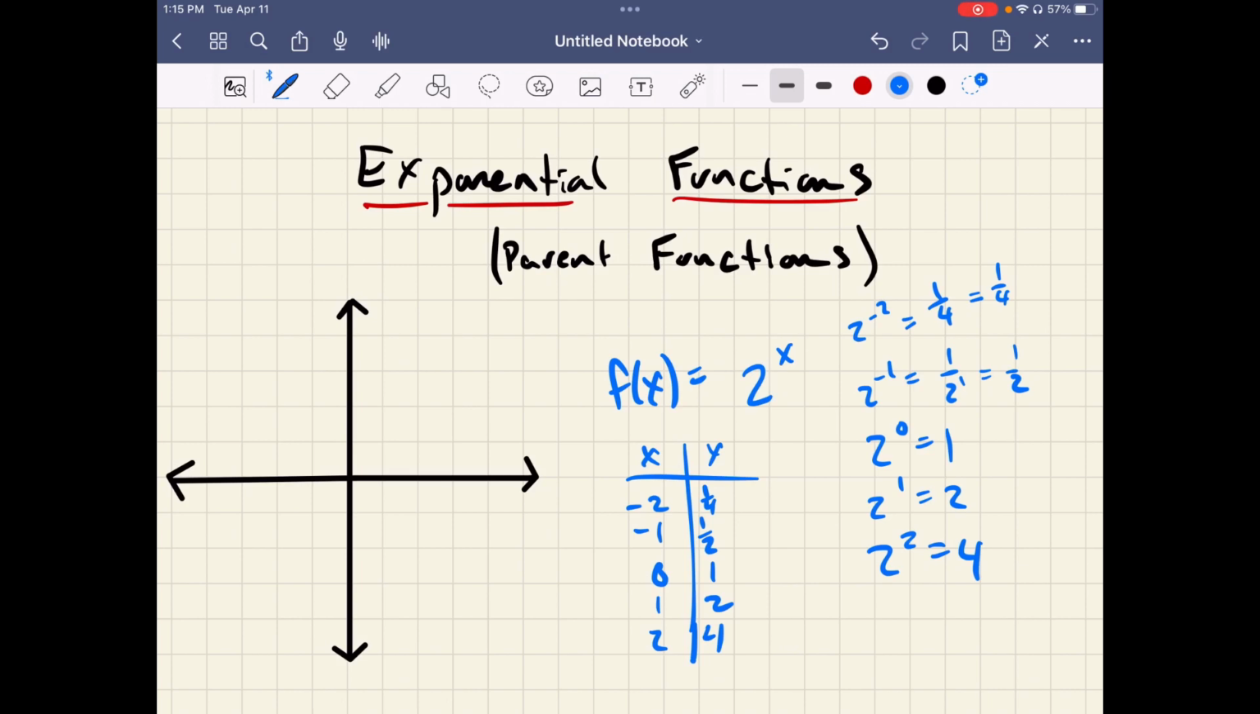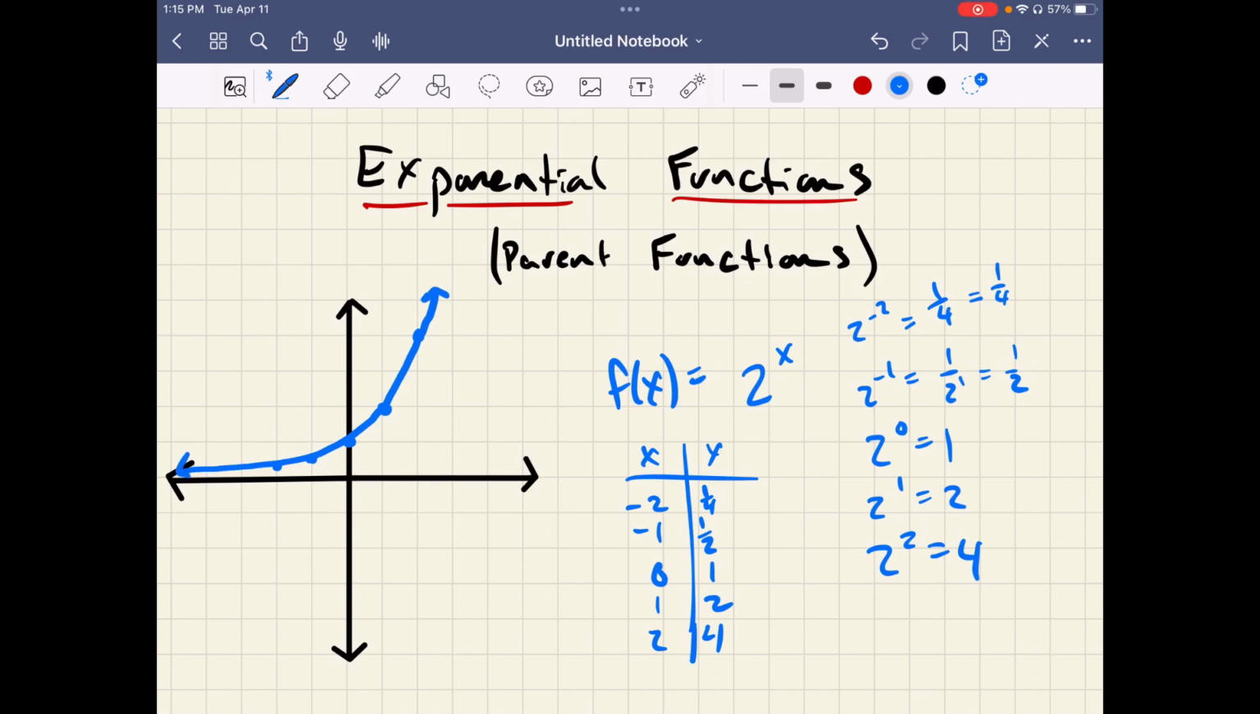I have 2, 1, 2, 3, 4. I have 1, 2. I have 0, 1. I have negative 1, 1/2, and then I have negative 2, 1/4. So you can see I don't necessarily have a straight line here. What I have is a curved line that is going to continue to grow as I go right to left.